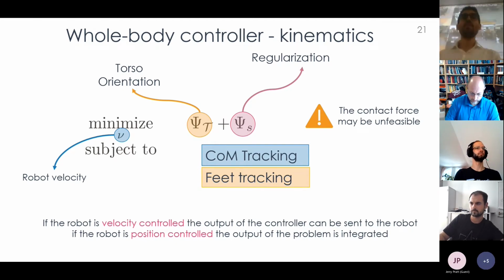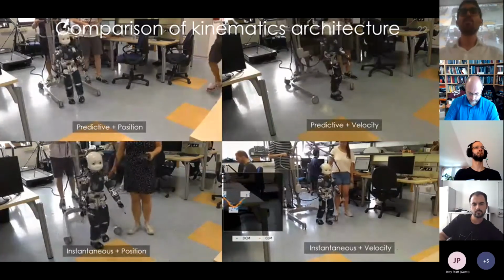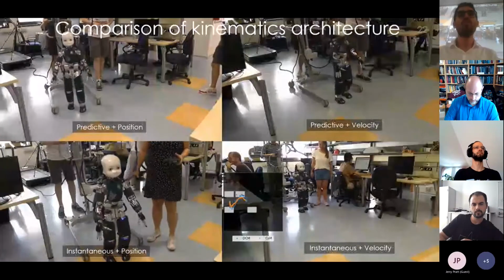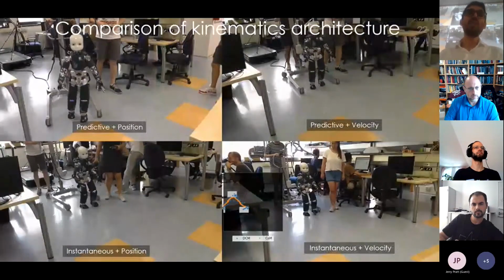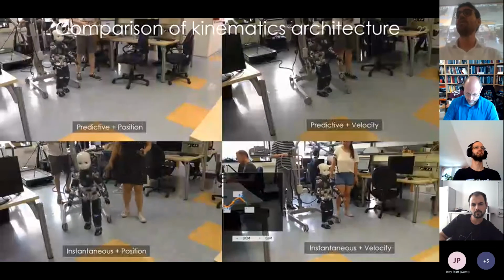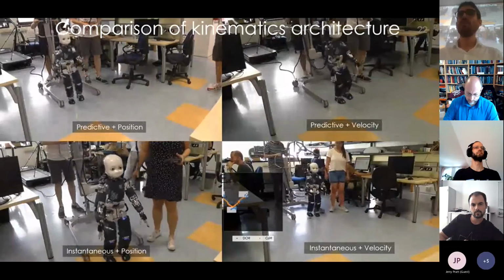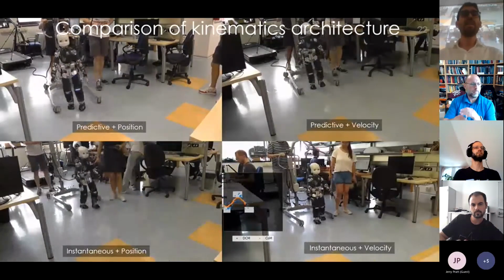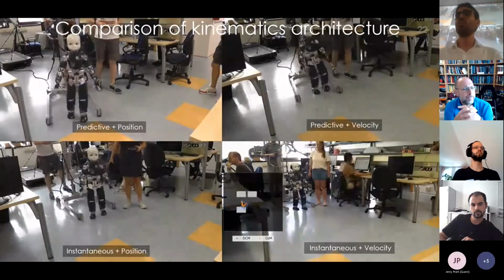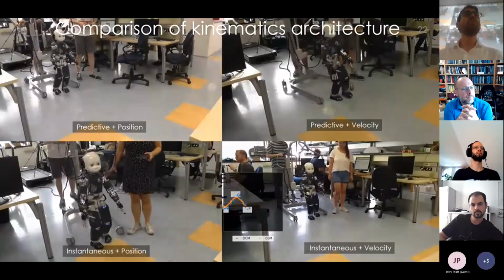We now compare the kinematics architectures, and here there are some labels with predictive and instantaneous, which means that the simplified model controller implements a predictive controller or an instantaneous controller, while position and velocity means that the robot is controlled in position or in velocity. The experiments are carried out on the humanoid robot iCub, and we noticed that when the robot is controlled using an instantaneous controller and in position, we are able to reach the highest velocity.